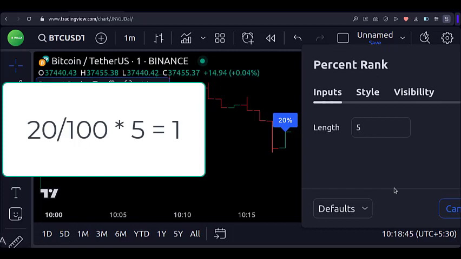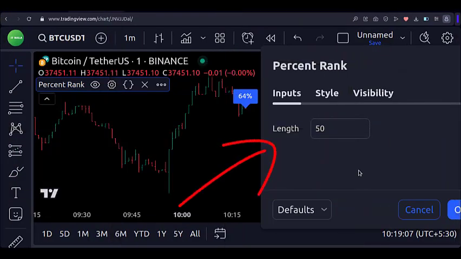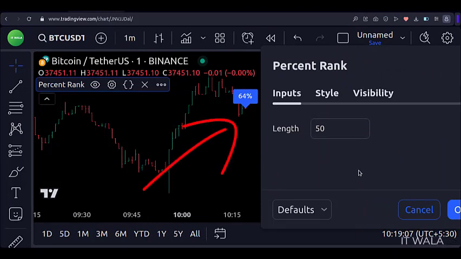Let's see one more example. Now, I have set the input value as 50. And the indicator tells that 64% of the previous 50 candles were lower than the current candle.